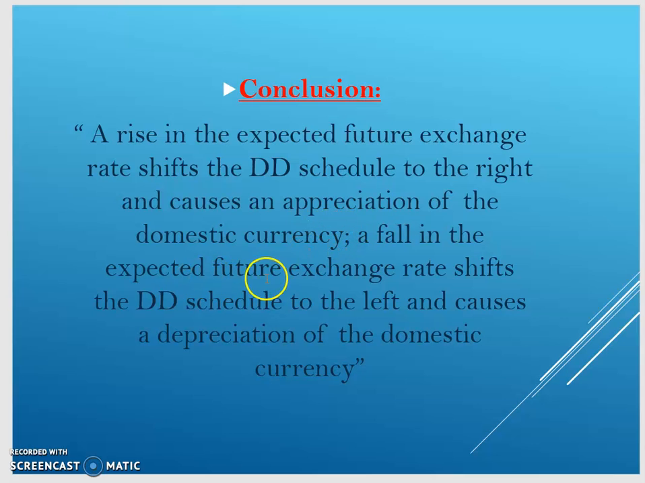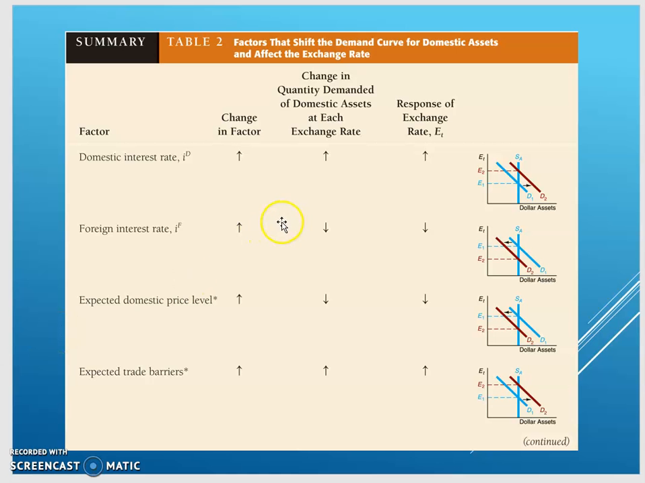A fall in the expected future exchange rate shifts the demand schedule to the left and causes the depreciation of the domestic currency. From the module you can also see the summary of the factors that shift the demand curve for domestic assets and affect the exchange rate. The first is the domestic interest rate, which I discussed earlier. When the domestic interest rate increases, the quantity demanded of domestic assets increases, and the exchange rate also increases.